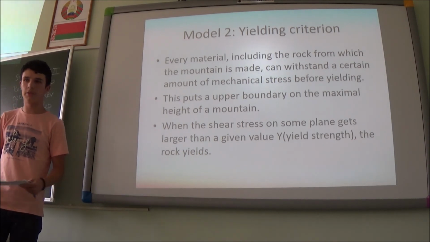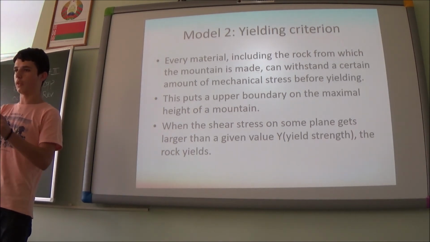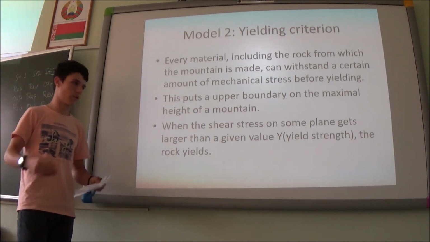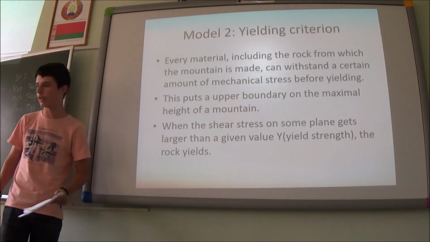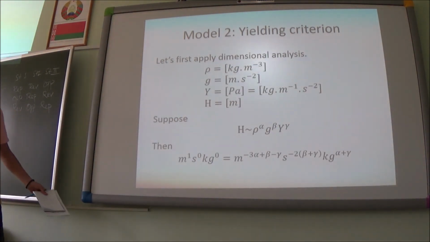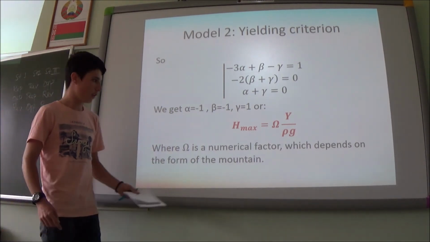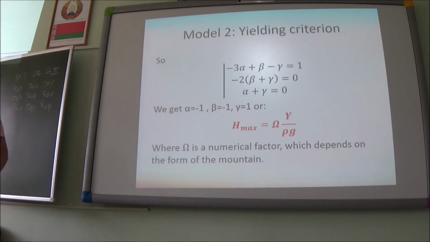Okay, so the next criterion is the yielding criterion. That means when the mountain couldn't support its own weight, and that's when the rock itself breaks. And this happens when the shear stress is equal to the so-called yield strength, which we will denote by sigma. Now let's apply dimensional analysis, because why not? And we find this relation where omega is a numerical factor which depends on the form, and we'll derive this thing.